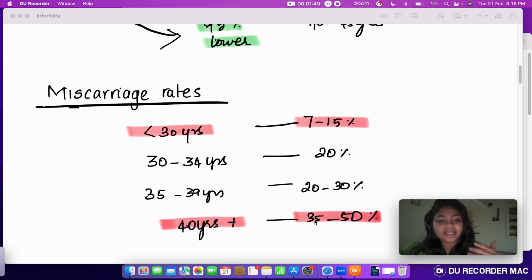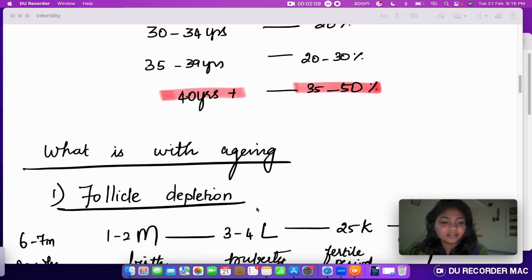And also as the age increases, the rate of miscarriage increases. In less than 30 years the spontaneous miscarriage will be 7 to 15%. As the age increases, when it is 40 plus, it's 50%. So from 15 to 50% in just a period of 10 years, it's such a drastic change.